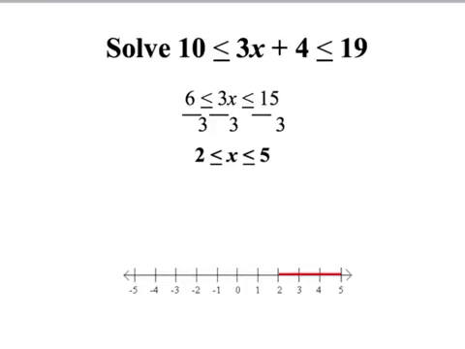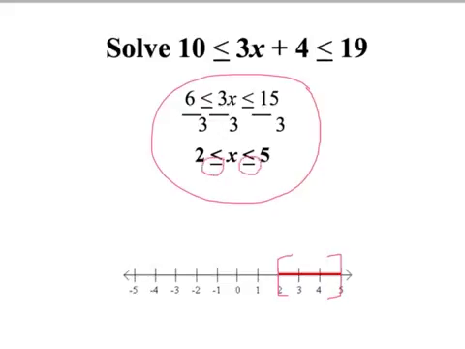Let's look at what this graph is going to look like. Notice we have the inequality solved above, and I'm going to go ahead and put 2 brackets, one at 2 and another at 5. I've put brackets because it's less than or equal to. If it were just a less than symbol, we would just use parentheses.